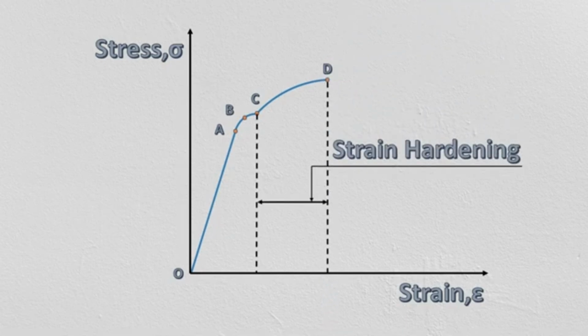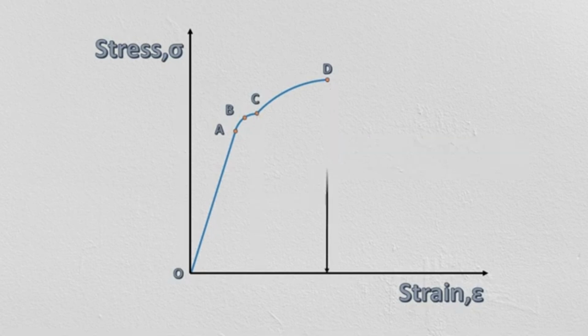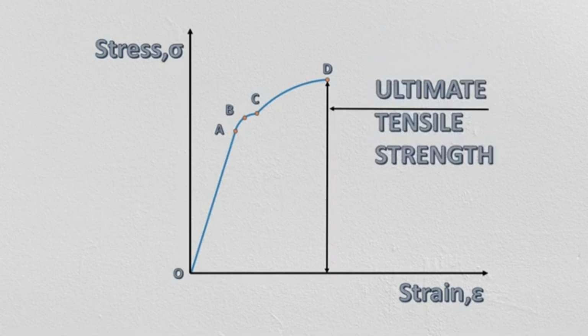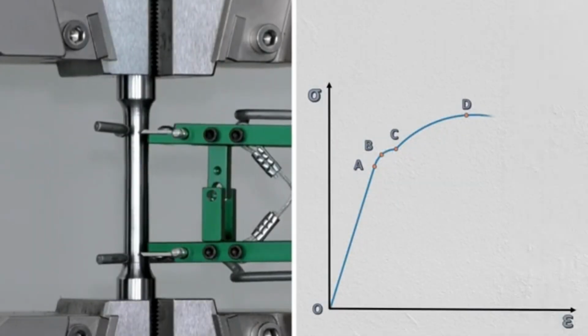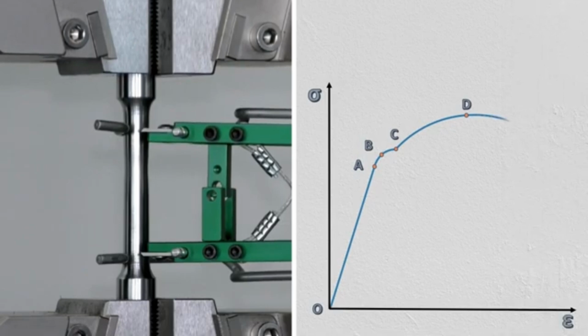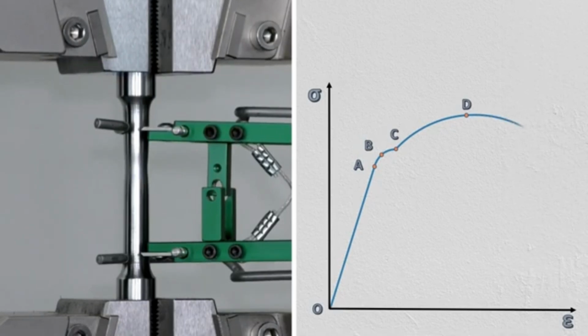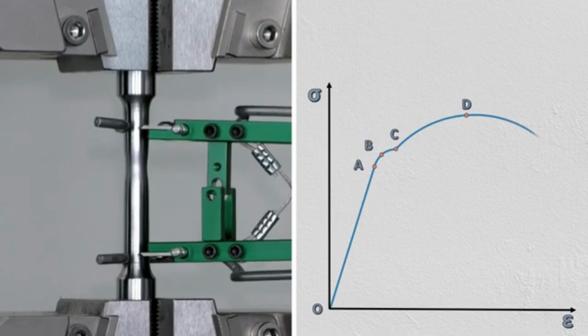The load eventually reaches its maximum value and corresponding stress at point D is known as ultimate strength or ultimate tensile strength. Further stretching the testing bar, beyond point D, leads to decrease in cross-sectional area of the bar. And it can be seen here. This localized reduction in area is termed as necking.